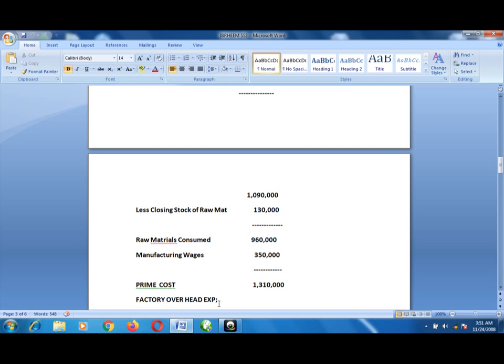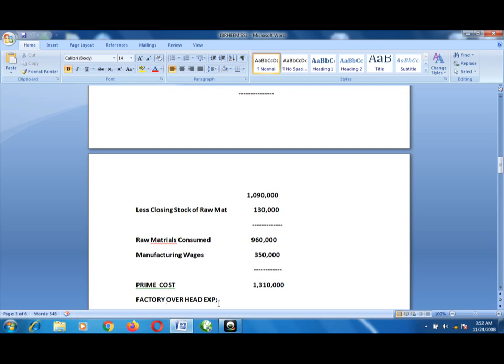But here you are giving only manufacturing wages, 350 plus 960,000, and that gives us 1,310,000, which is your prime cost. Your prime cost, you must write that word in capital letters, to indicate that it's very, very essential. And the next one, you have the factory overhead expenses.